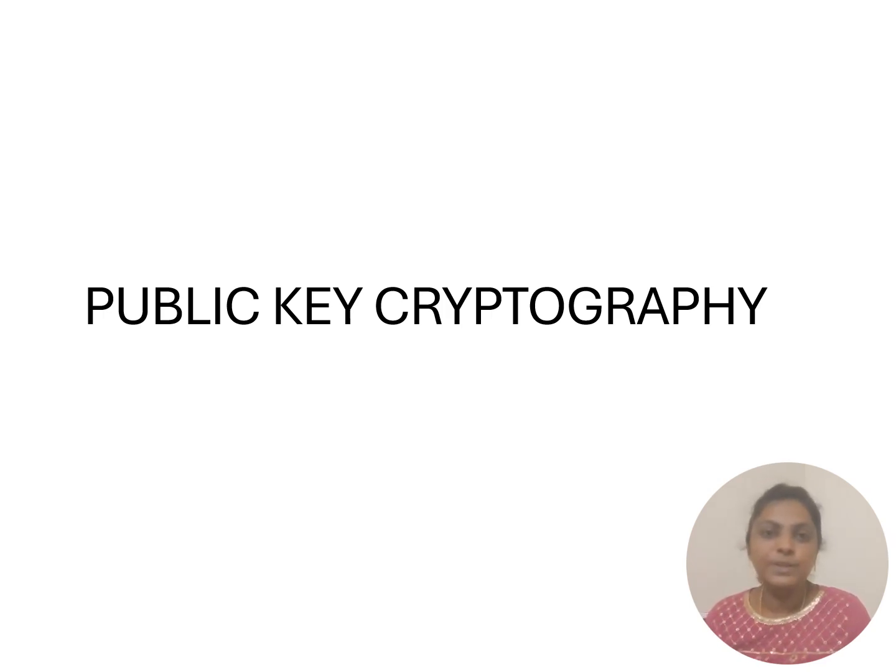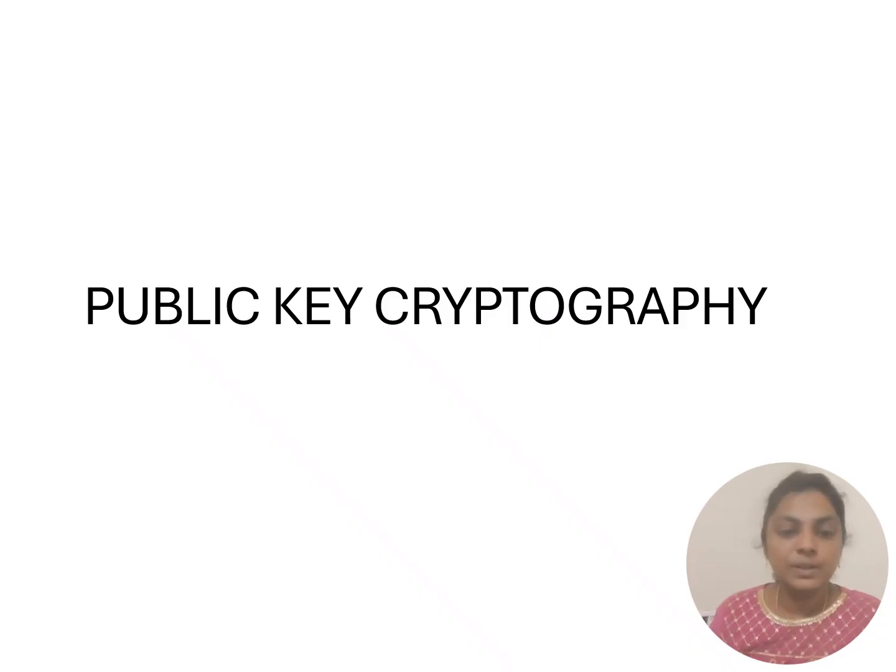Hi all, this video is about public key cryptography. In public key cryptography, we all know that it is also called asymmetric key cryptography. In that, the sender keeps a public key for the encryption process, and the receiver side makes use of the private key to do the decryption process. So there are two keys involved in it.